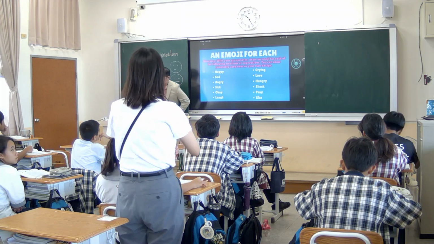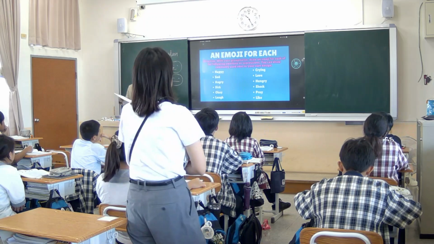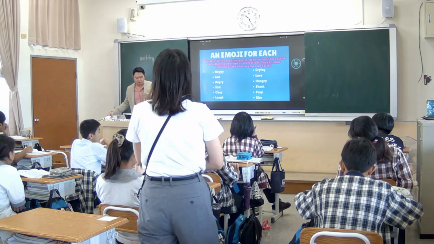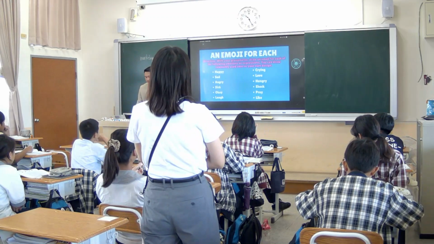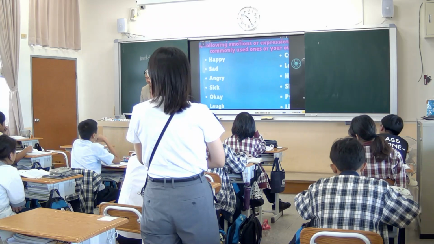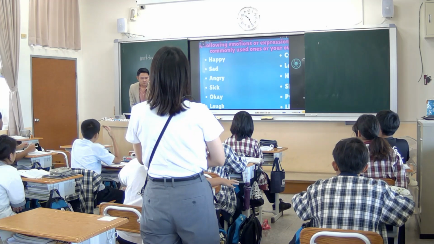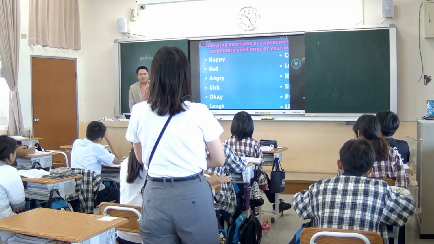Okay, so we will have 3 groups. But before we do our grouping, let us go through the words first. Maybe some of us don't know the meaning of these words. Okay, the first one, everyone say happy. Happy. Okay, the Chinese is happy. Sad. Sad.